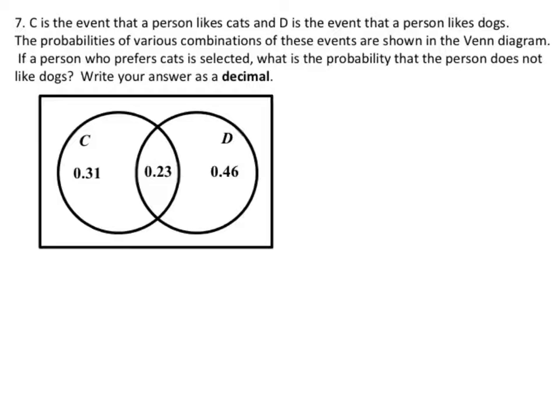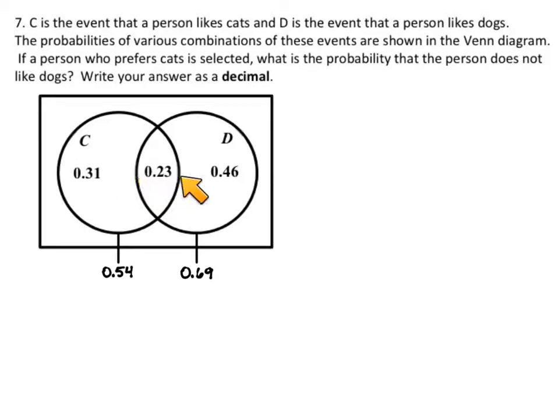If a person who prefers cats is selected, what is the probability that the person does not like dogs? Write your answer as a decimal. Well, again, we're missing a bunch of pieces here, so we're going to add up our total cats, which is 54%, because we add up this piece of the cats and this piece of the cats. And the total dogs is going to be 0.23 plus 0.46, which is 0.69. Remember, we're missing two other numbers here.